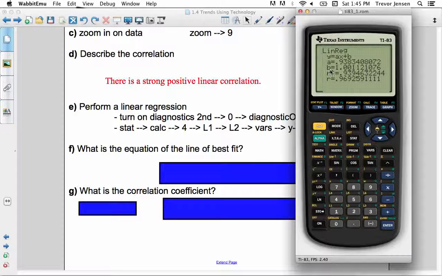And just plug that into y equals ax plus b. So y equals 0.938x plus 1.001.